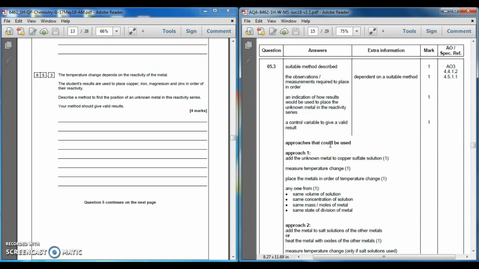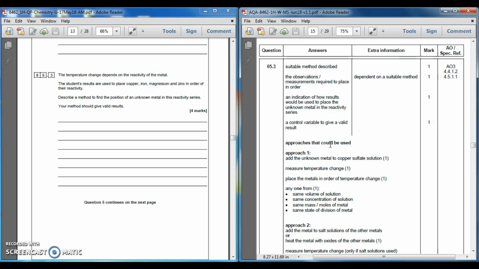So they expected you to do something like take your unknown metal, place it into a fixed volume of the sulfate solution, and when we're talking about fixed volume, this is one of our control variables. So you could say take 1 gram of each metal, put it into 25 milliliters of a known concentration of each of the sulfates. Just make sure you're doing a fair test each time. Anyway, take your unknown metal, place it into the copper sulfate, and then measure the energy change with a thermometer.